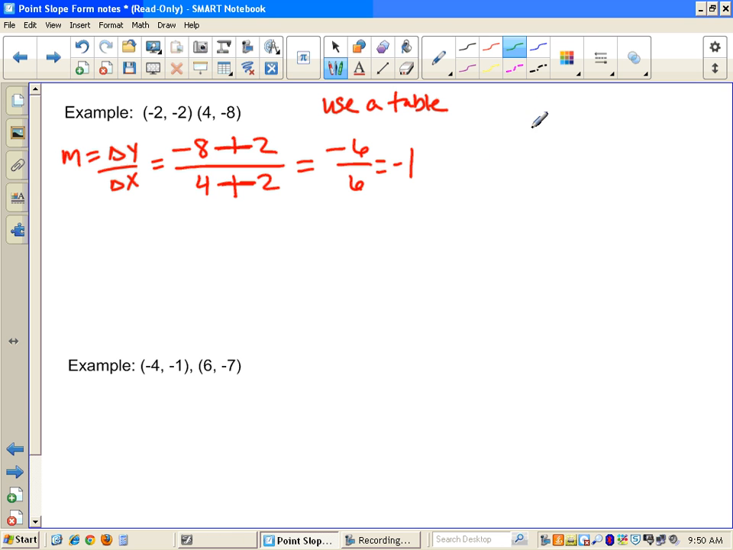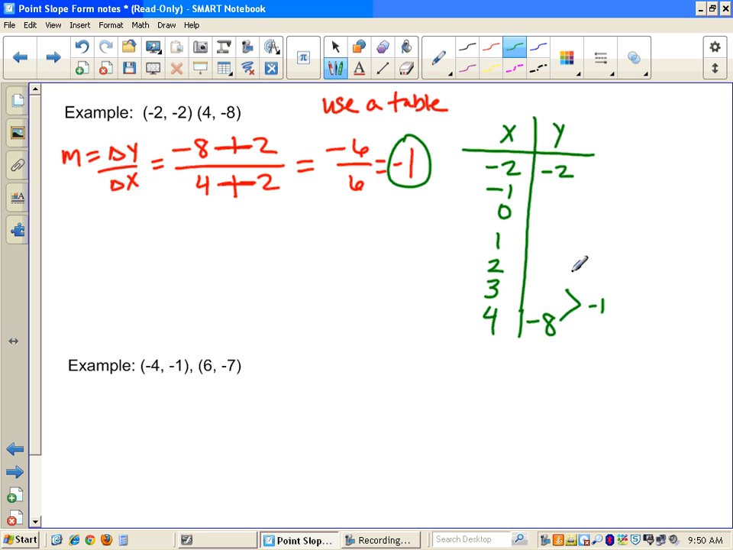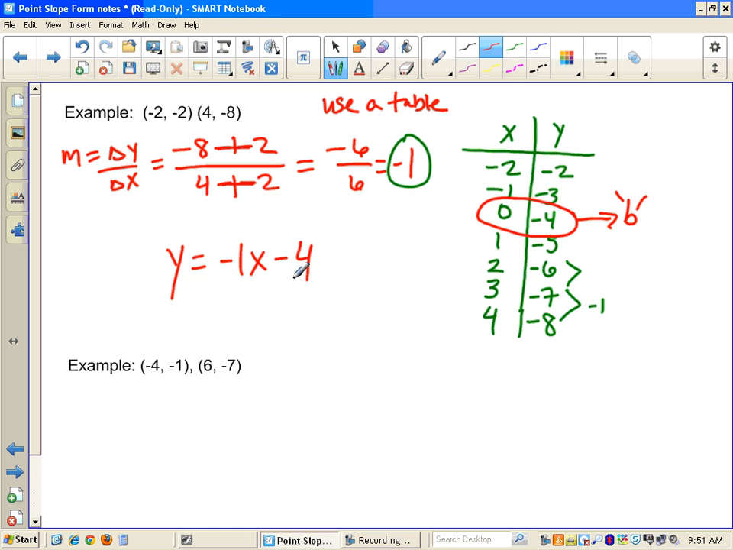If I go make a table, I know that I have to have negative 2 in my table, negative 2 and negative 2. This is x, this is y, and I have to go up to positive 4. So negative 2, negative 1, 0, 1, 2, 3, 4. And at 4, it's negative 8, and my slope is negative 1, so I know I'm going to go down negative 1 each time. So this is going to be negative 7, negative 6, negative 5, negative 4, negative 3, and there I am, right in order, negative 2. So I know that when x is 0, what is y? So here's my y-intercept, my b. So my equation for this one, here's my slope, negative 1x. Here's my y-intercept, minus 4.